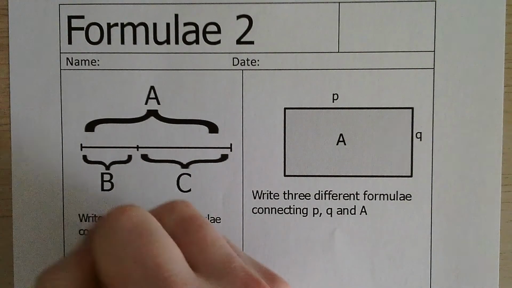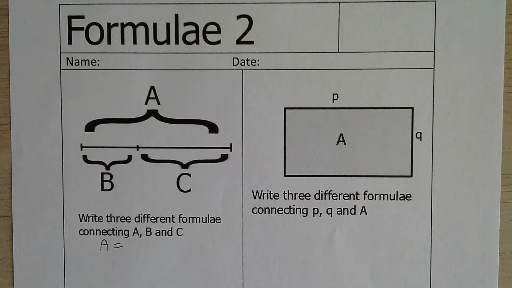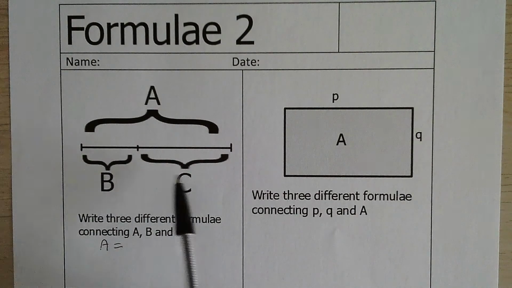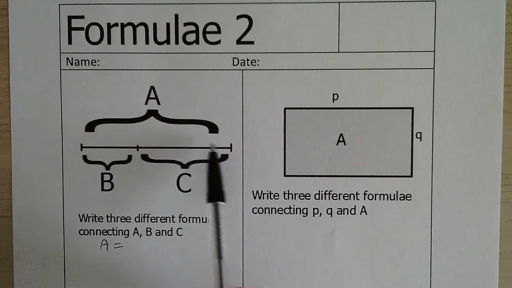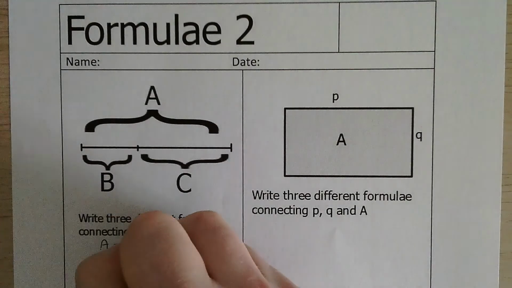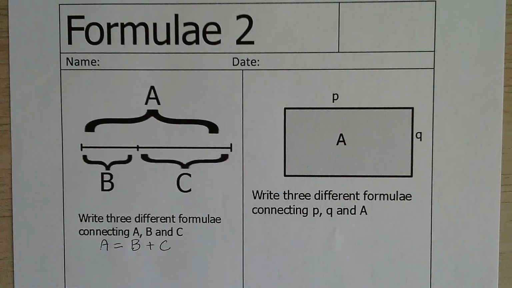We'll start this question by writing down A equals, and we'll try to find a formula that connects A with B and C. From the diagram, I can see that if I add the lengths B and C together, I will get the whole length of the line, which is equal to A. So as a formula, this would be written as A equals B plus C. This is a formula because we have more than one variable and there is an equal sign.